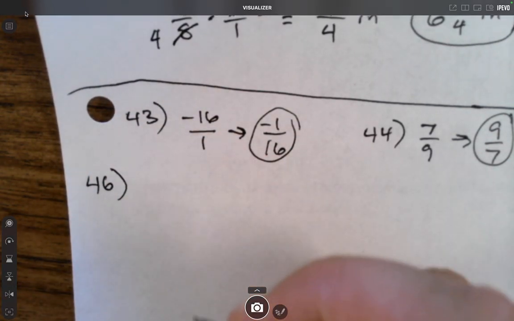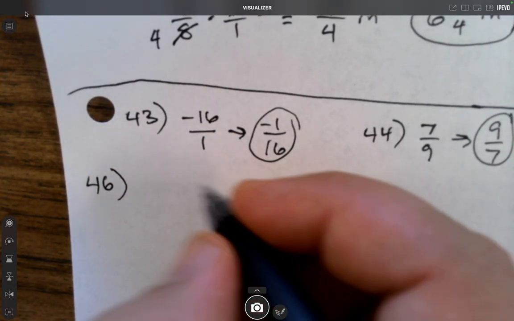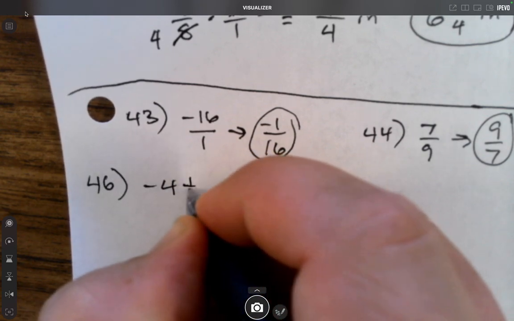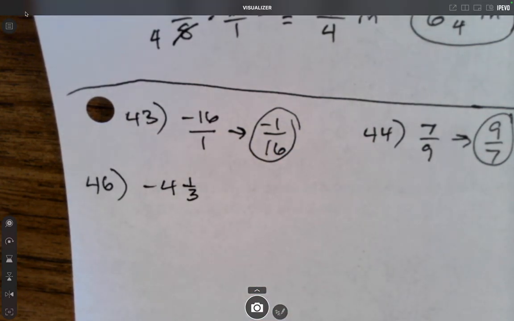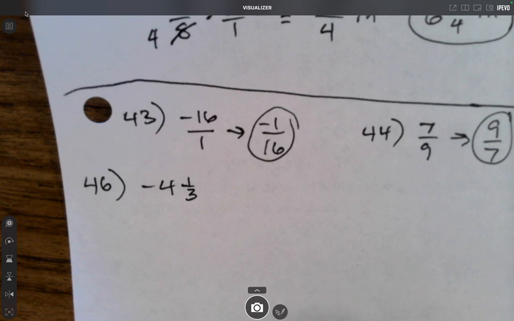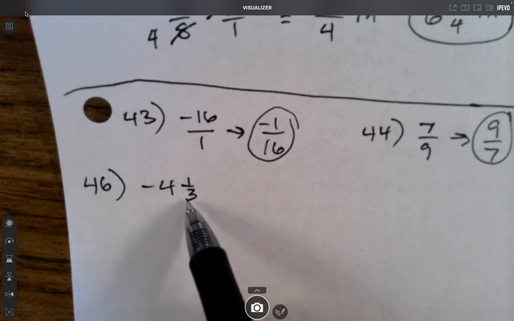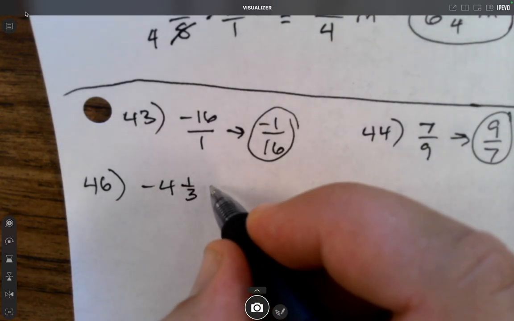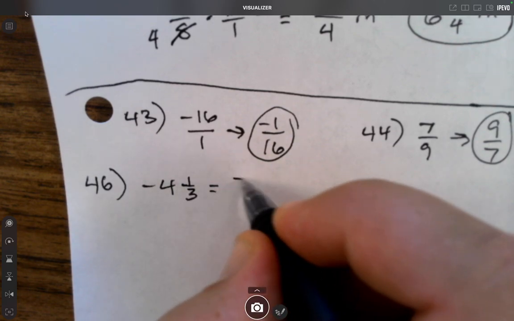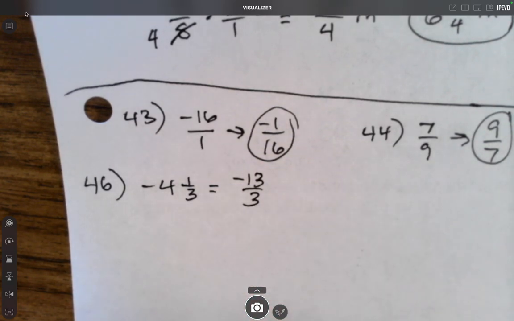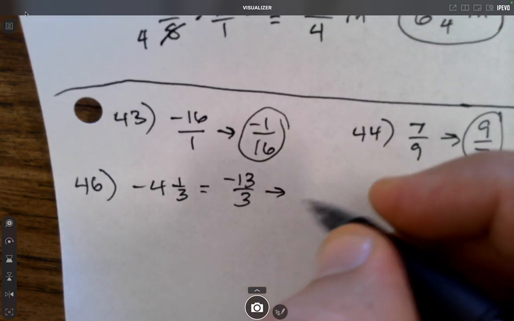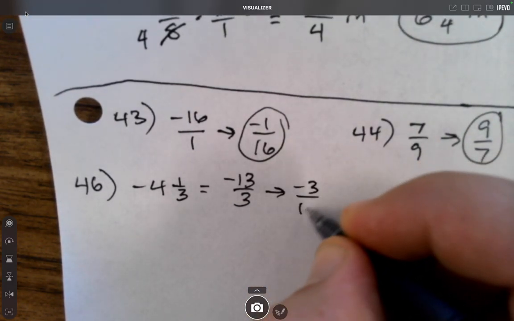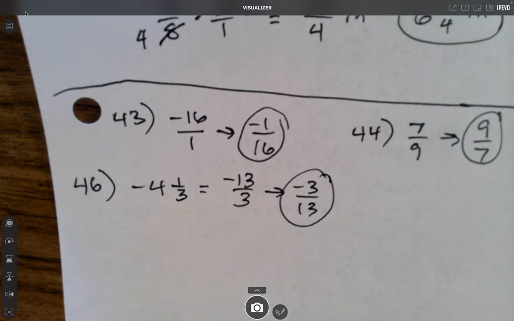46, still finding the reciprocal, or the multiplicative inverse, as they like to say. And this will be similar. We got to convert it to an improper fraction first. 4 times 3 is 12, plus 1 is 13. So what's equal to that is negative 13 over 3. So the reciprocal will be when we flip that upside down and make it negative 3 over 13.